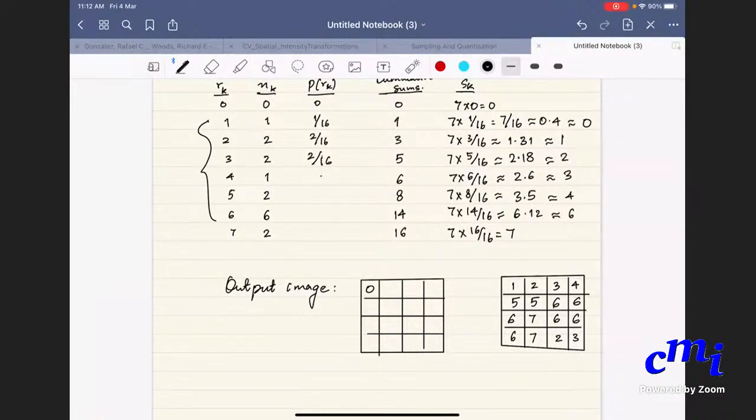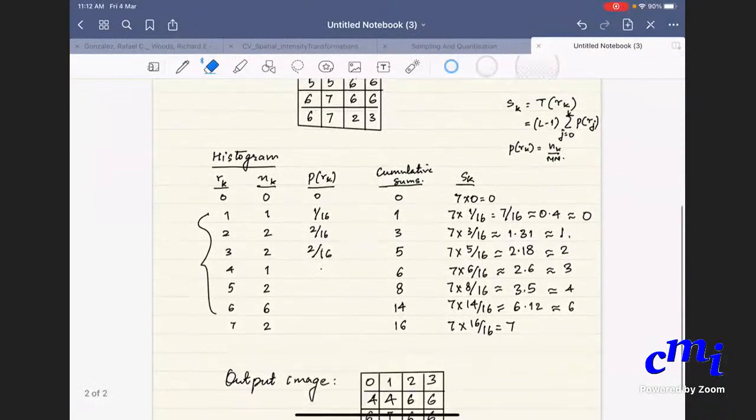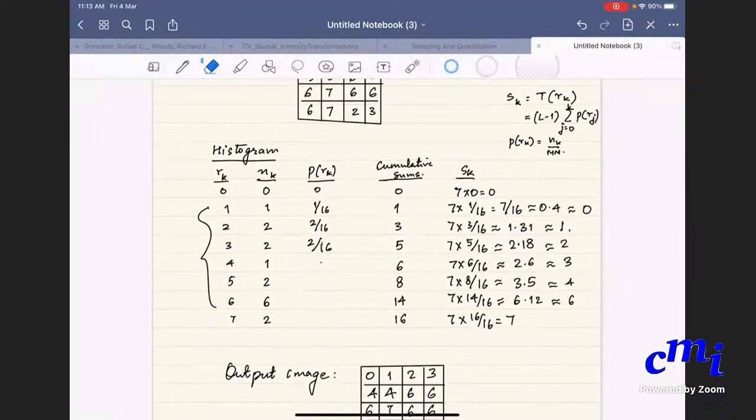2 goes to 1 here. So wherever there are 2s, we will put 1. Then wherever there are 3s, we put 2, and continue in this way. So the output image is going to have these pixel values. So that's the output image. This is an example of histogram equalization. Are there any questions here?